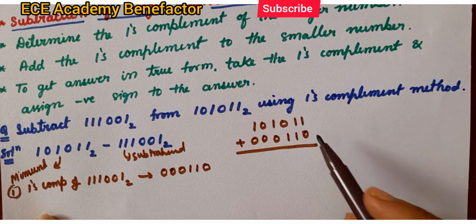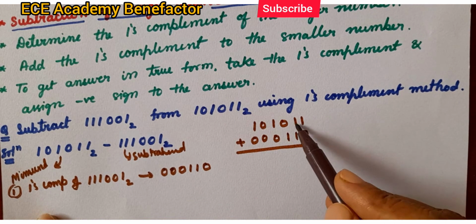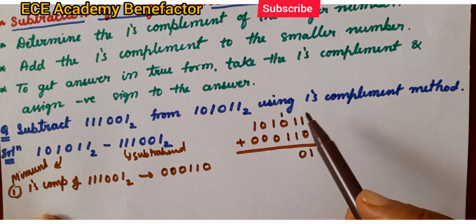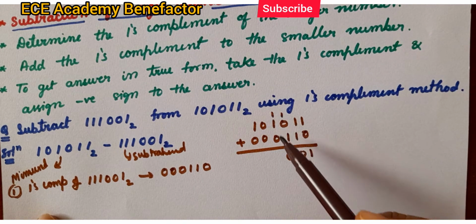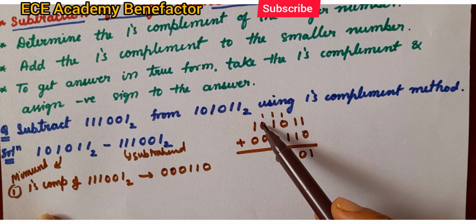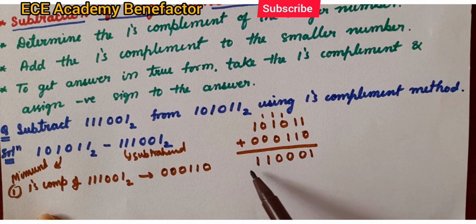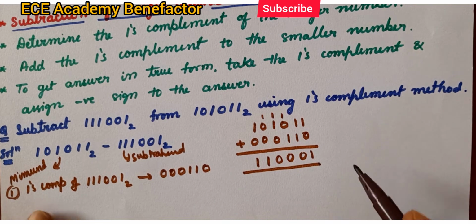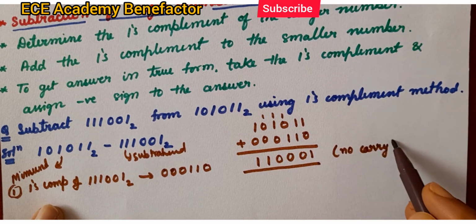Add it. So, 1 plus 0 is 1. 1 plus 1 is 10, so sum is 0, 1 is carry. 1 plus 1, sum is 0, carry is 1. 1 plus 1, sum is 0, carry is 1. And here 1 plus 0 is 1, 1 plus 0 is 1, 1 plus 0 is 1. So, in this case, we do not have any carry in the final result, no carry in the result.